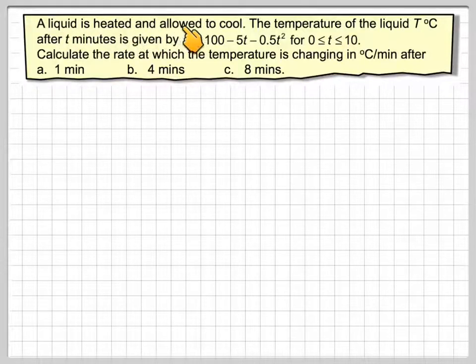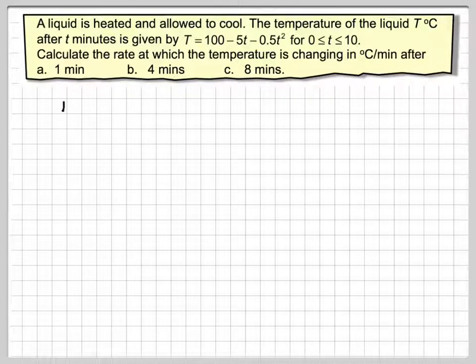A liquid is heated and allowed to cool. The temperature of the liquid at T degrees C after time t minutes, that's capital T for temperature, small t for time, is given by 100 minus 5t minus 0.5t squared for t being between 0 and 10. Calculate the rate at which the temperature is changing in degrees C per minute after 1 minute, 4 minutes and 8 minutes.